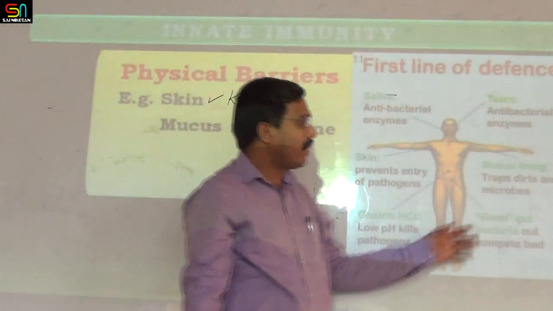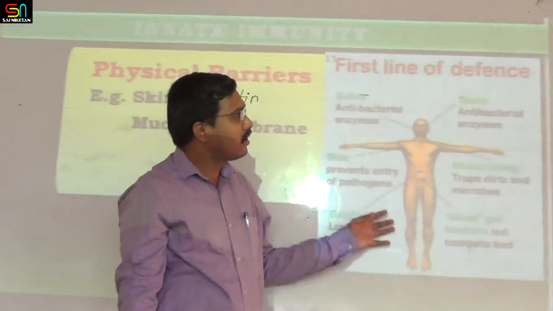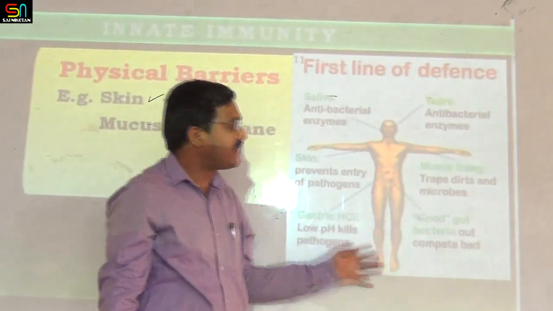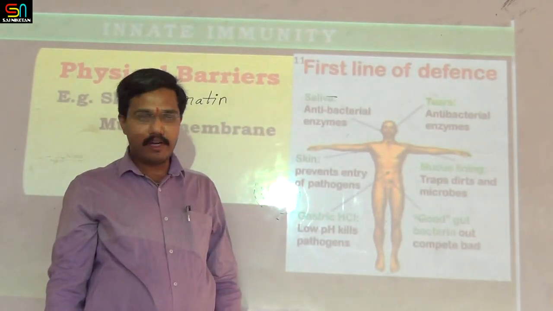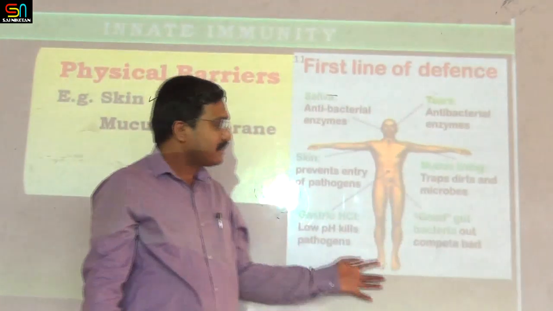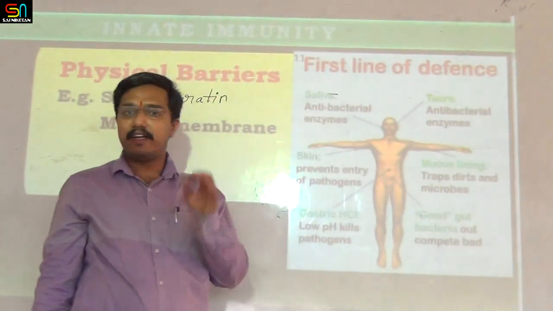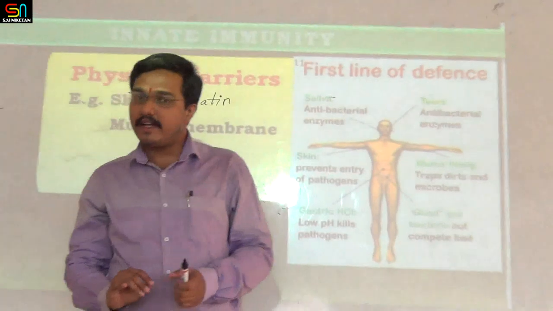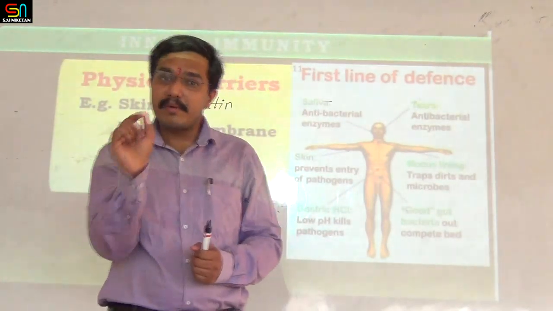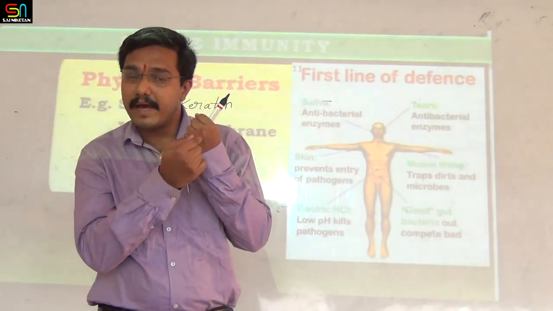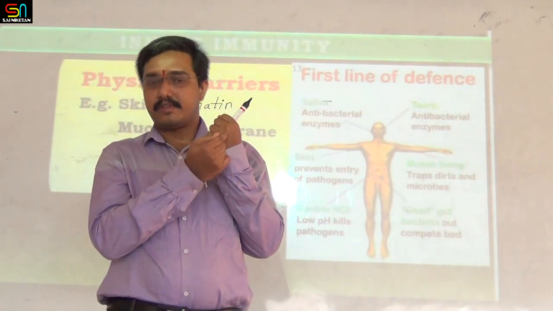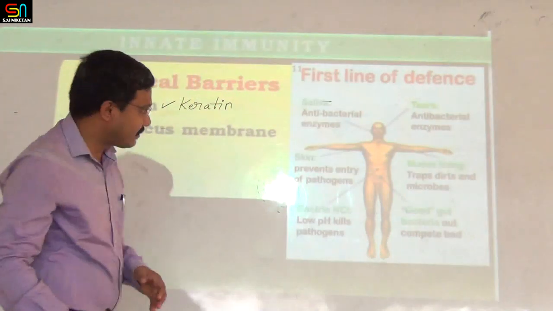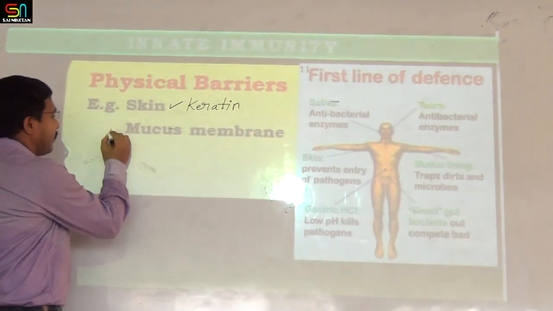Skin is an organ of the body with a large surface area, right? Everywhere skin has keratin. Due to the presence of keratin, skin prevents the entry of pathogens. Now, the second example is mucous membrane.